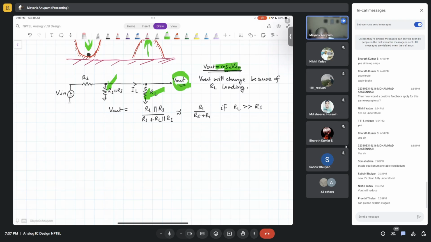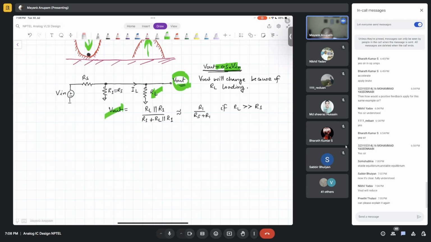But in the other case where RL is not that large, but it is comparable, let's say RL is equal to R1, or let's say RL is less than R1, what will happen in that scenario? You will have a problem, isn't it? You will see that your output voltage changes. So that is not a good thing.